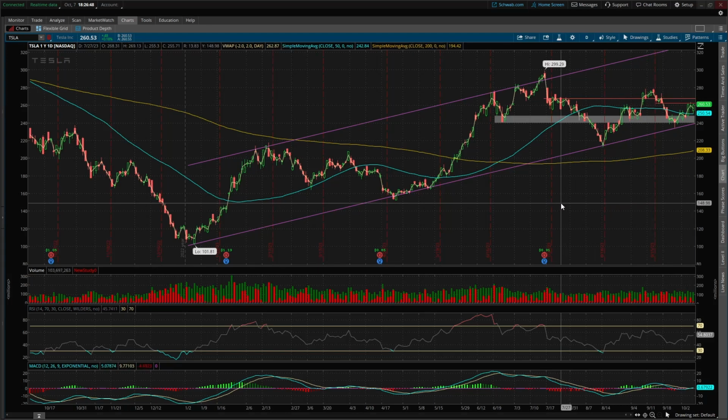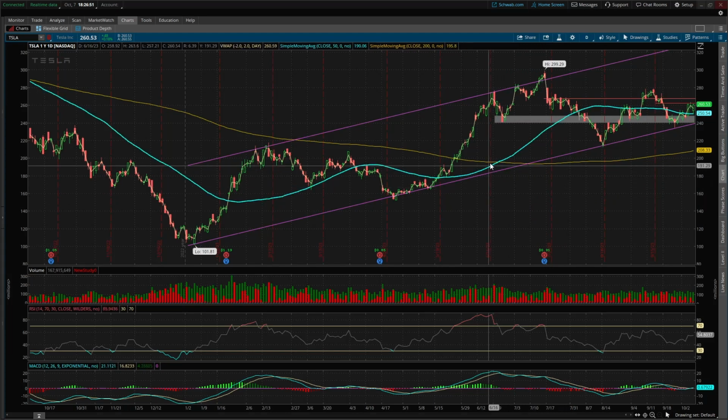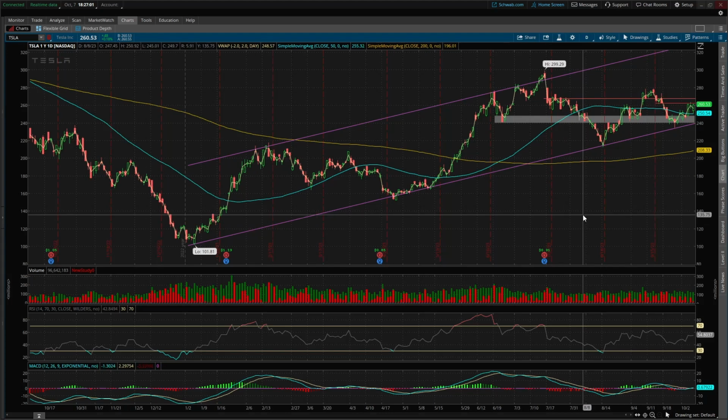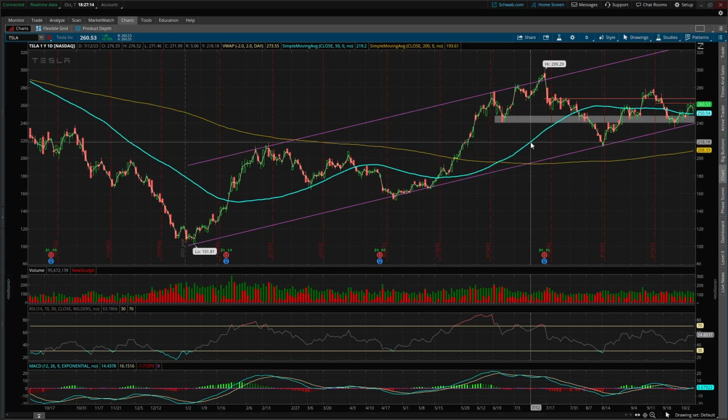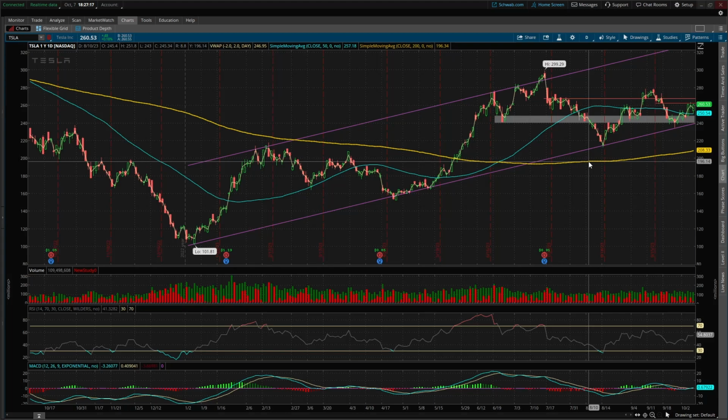All right, so first things first, I'd like to point out what they call the golden cross right here. We've got the 50 SMA, which is the blue line, and the 200 SMA, which is the yellow line. The 50 SMA is the average price over the time period, in this case 50 days, so this would be the shorter term. Then we've got the 200 day, which applies the same concept: the average price over the last 200 days.